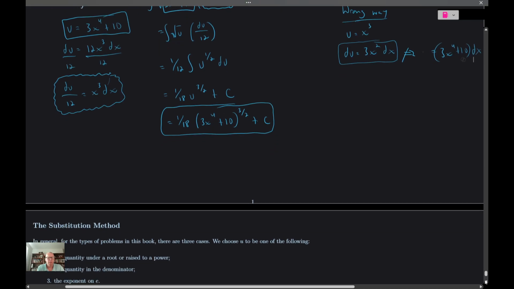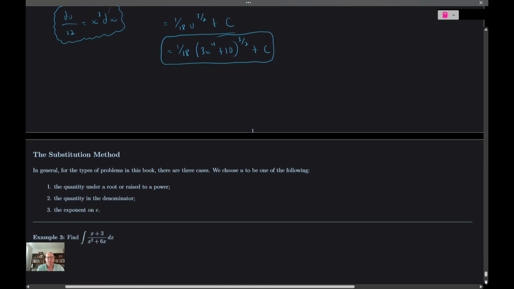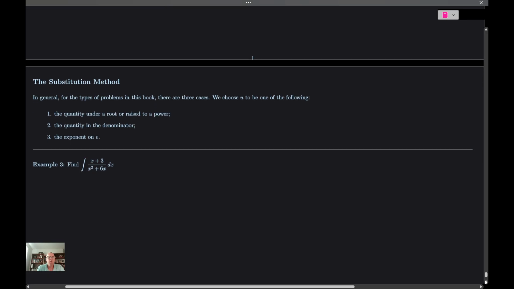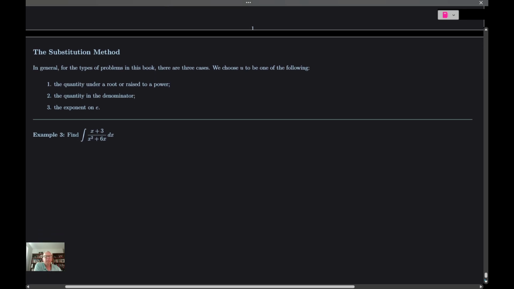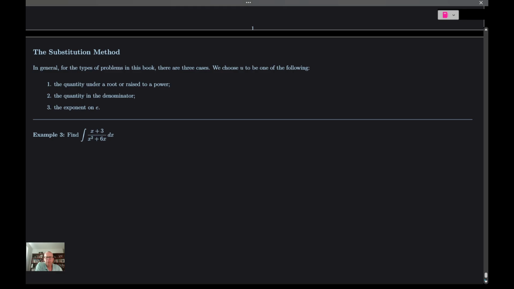All right, so in general, we have three cases. We can choose u to either be the quantity under the root or raised to the power. Those are both ones we've done so far. Or the quantity in the denominator, which is what we're going to do here, or the exponent on e.